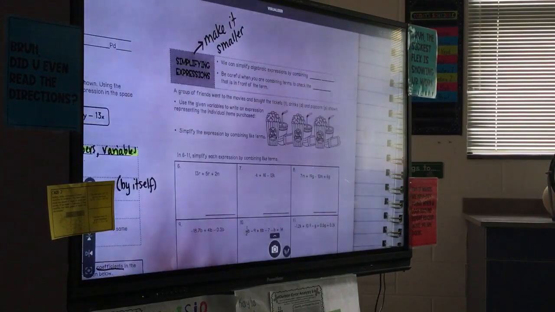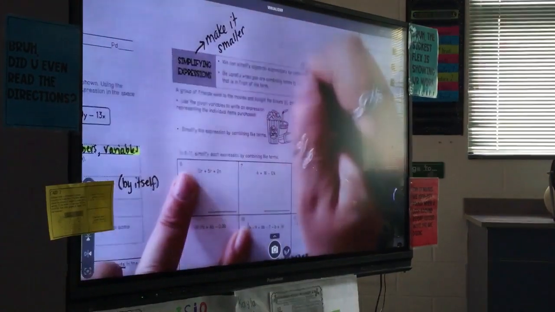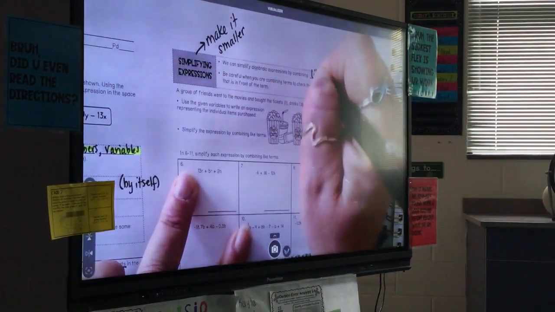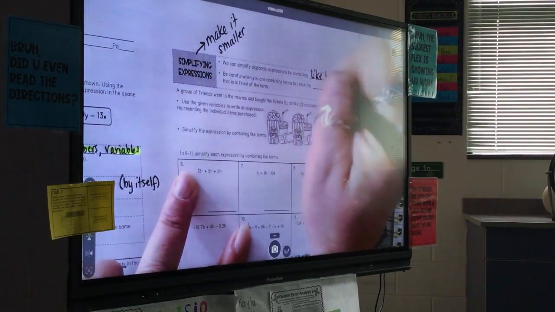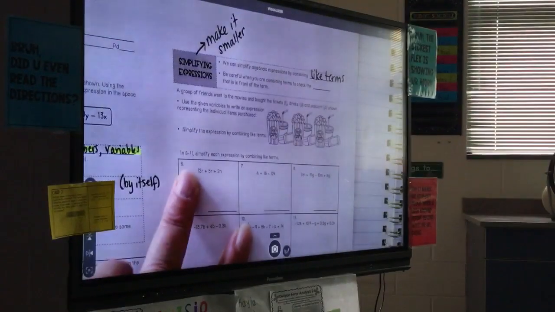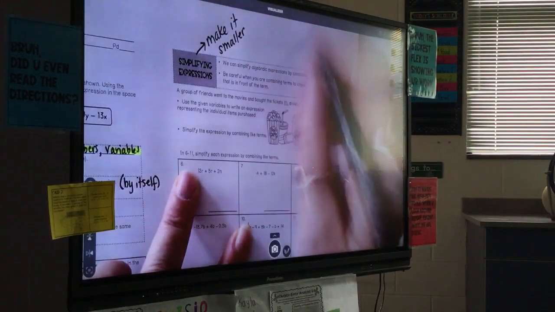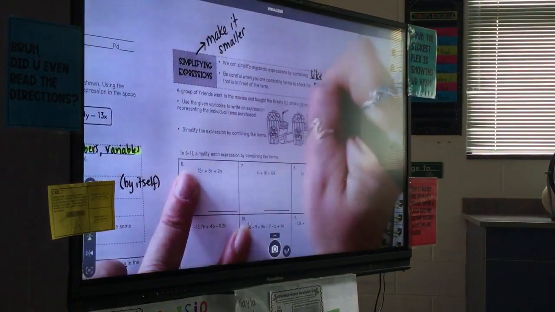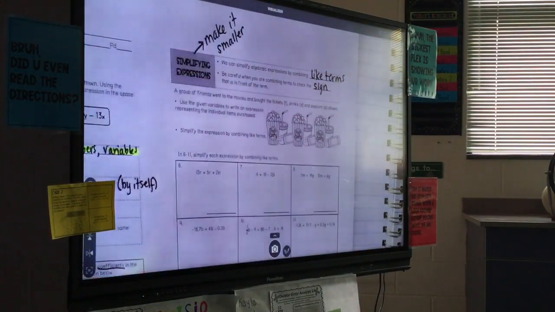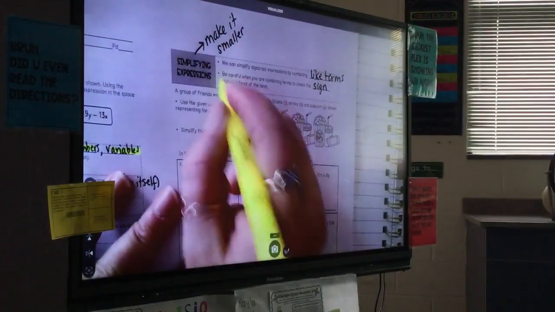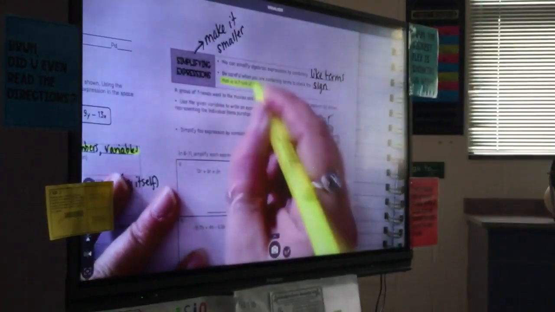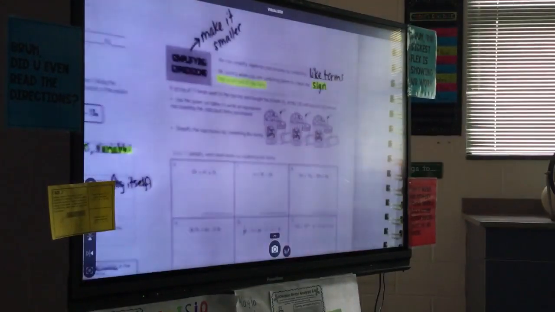All right, it says we can simplify algebraic expressions by, like I said, combining like terms. And be careful when you are combining like terms to check the sign that is in front of the term. This is really, really important. You have to carry those signs with you or with that number.